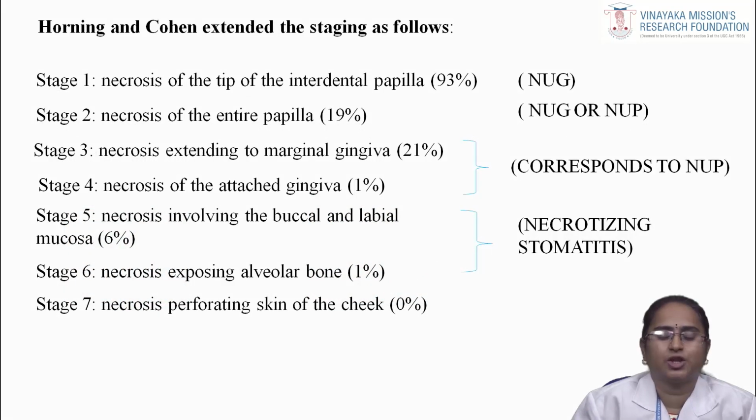Another classification staging has been given by Horning and Cohen: stage 1, necrosis of the tip of the interdental papilla; stage 2, necrosis of the entire papilla; stage 3, necrosis extending to the marginal gingiva; stage 4, necrosis extending to the attached gingiva; stage 5, necrosis extending to the buccal and labial mucosa; stage 6, necrosis exposing the alveolar bone; and stage 7, necrosis extending from the alveolar bone to perforating the skin or cheek, which we call noma.